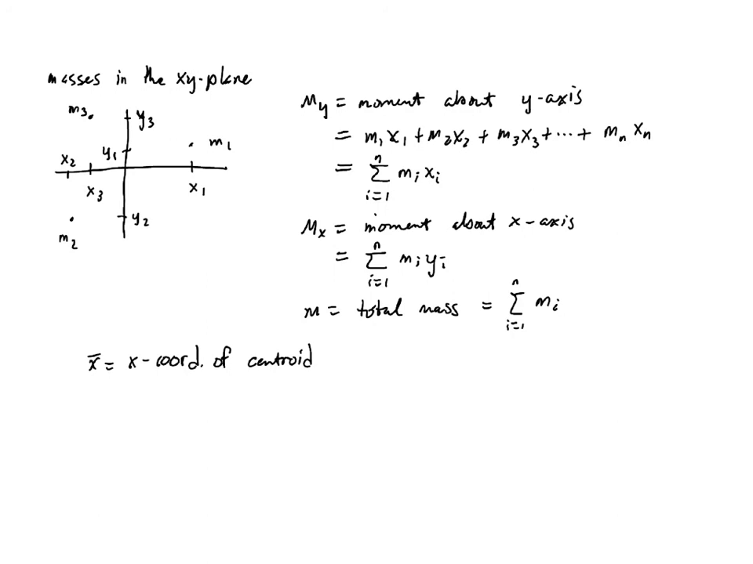of the centroid, or the center of mass, is gotten by taking the moment with respect to the y-axis, that's the one that uses the x-coordinates, and dividing by the total mass of the system, and then y bar, which is the y-coordinate, is the moment with respect to x divided by the total mass.